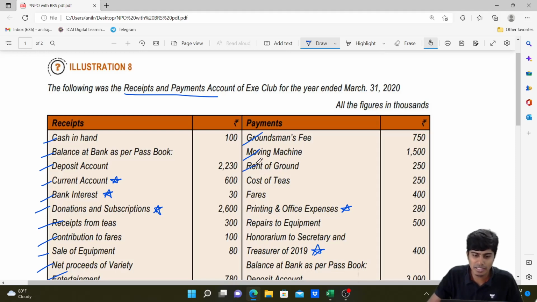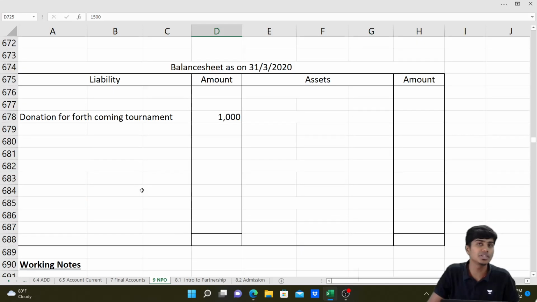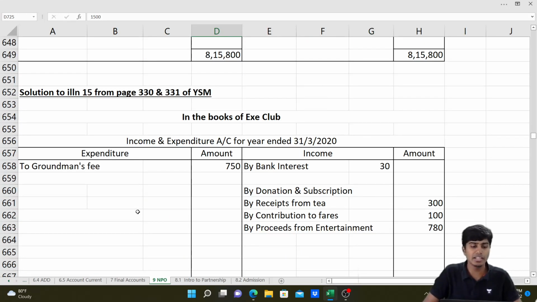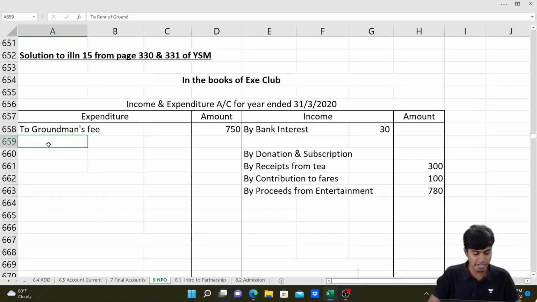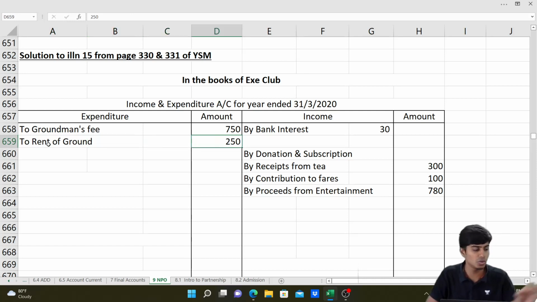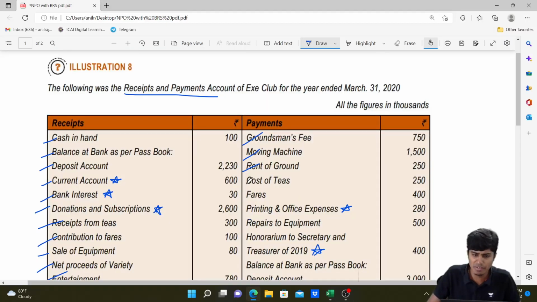What do we have after that? Rent of ground, 250. There's no adjustment, so the entire rent of the ground is our expense. So in our income and expenditure, on the expenditure side, I'll write rent of ground, 250. I hope there's no doubt so far. And everything is clear.